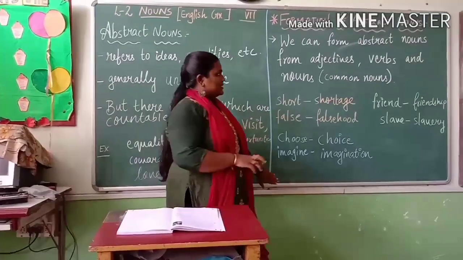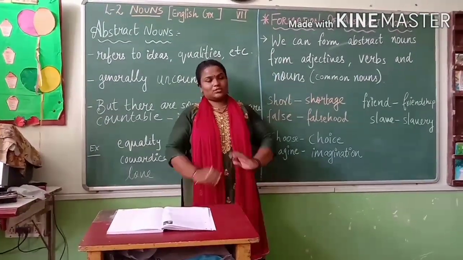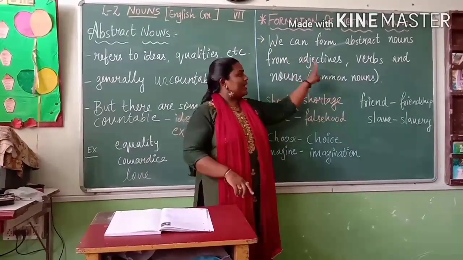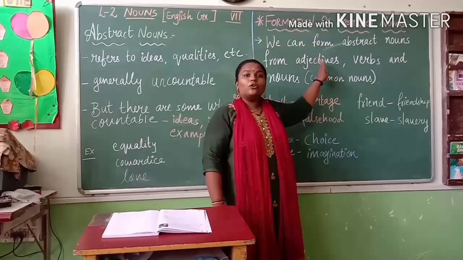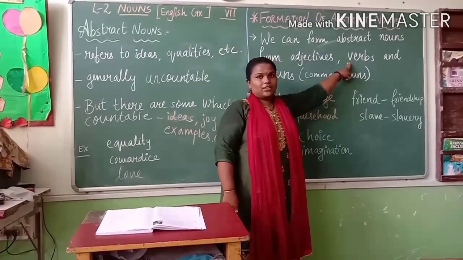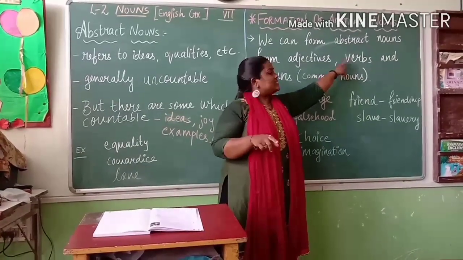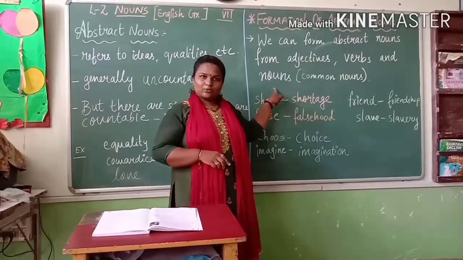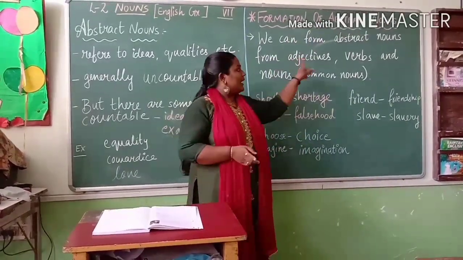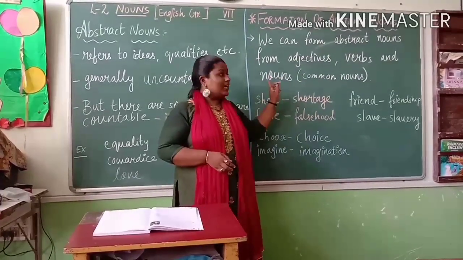Okay, now let us know what the other aspects of the abstract nouns are. We can form abstract nouns from what? From adjectives, which can qualify a noun. From verbs, which are action words, which describe what a noun or a pronoun is doing. And of course from nouns. मतलब हम abstract nouns बना सकते हैं किस में से? Adjectives में से, verbs में से और nouns में से.